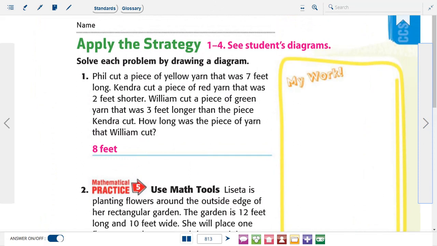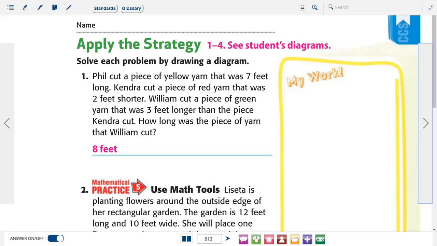Phil cut a piece of yellow yarn that was 7 feet long. Kendra cut a piece of red yarn that was 2 feet shorter. So this was 7, 2 feet shorter, make it 5. William cut a piece of green yarn that was 3 feet longer than the piece Kendra cut. We said that Kendra's piece is 5.